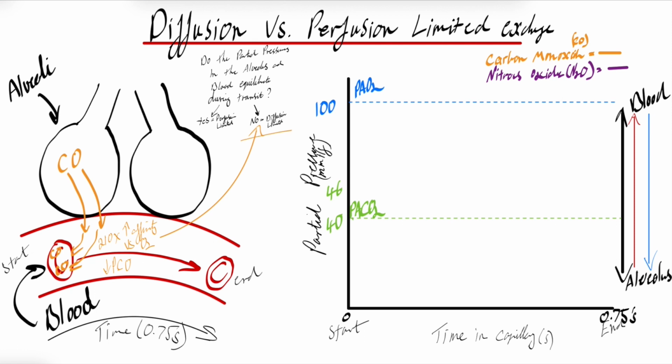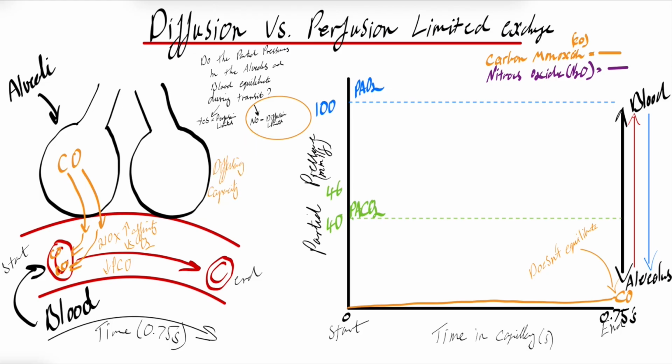This means that the rate of uptake depends entirely on diffusion properties of the membrane. Carbon monoxide, therefore, is a diffusion-limited gas, and this property is the reason why carbon monoxide is used clinically to measure diffusion capacity of the lungs.